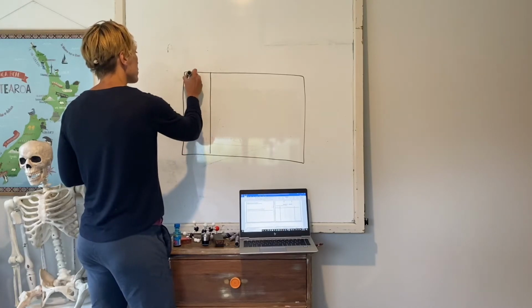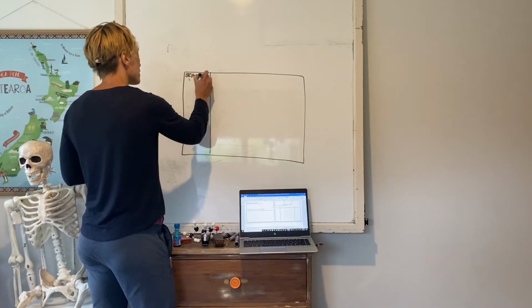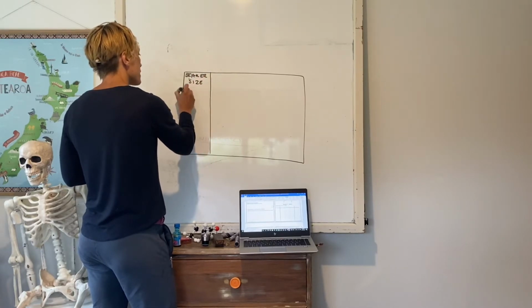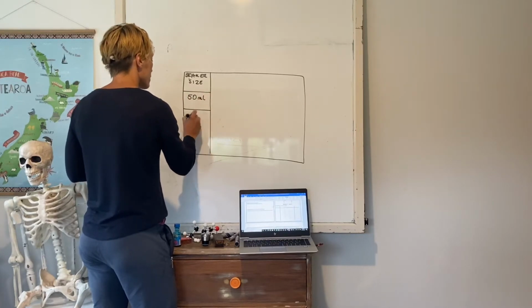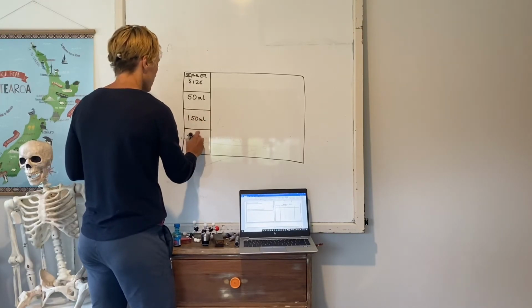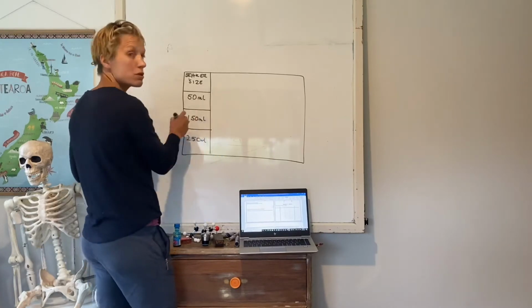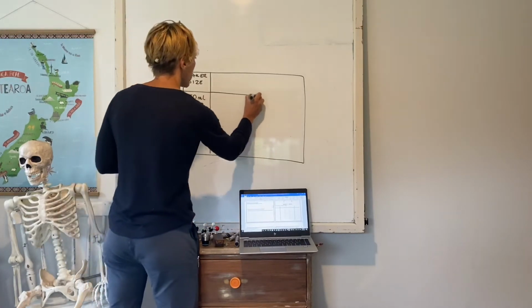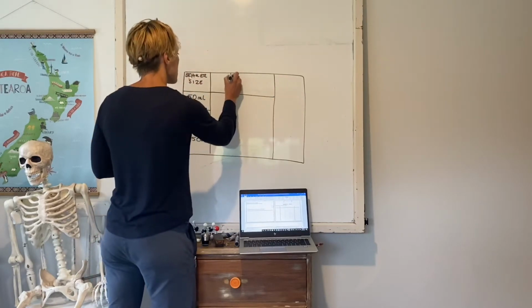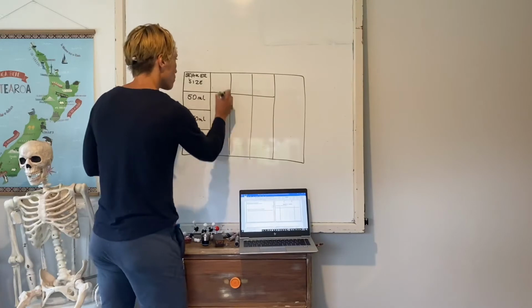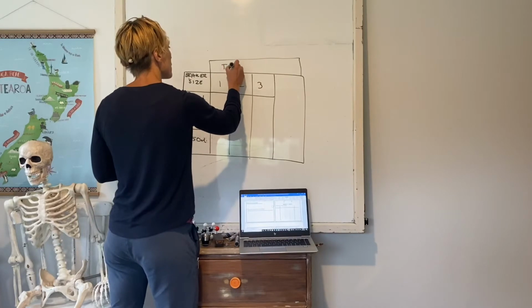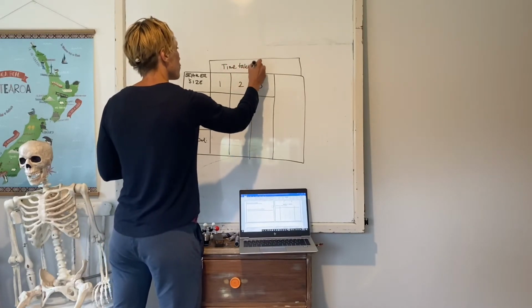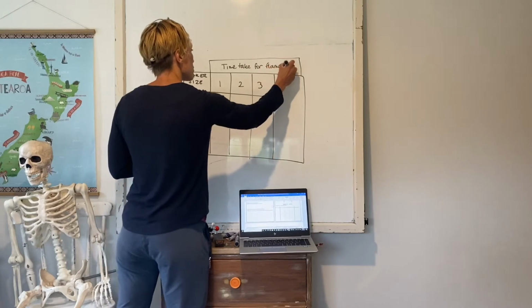You're going to have a section down the side that says beaker size. This is our independent variable. And you might have chosen a 50ml beaker, a 150ml beaker, and a 250ml beaker. But yours might be different. If you haven't got any results though, use mine. Then what I asked you to do was do each experiment 3 times. So I'm going to do 3 columns. 1, 2, 3.